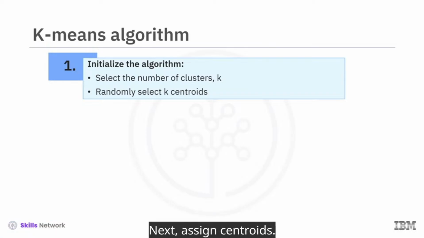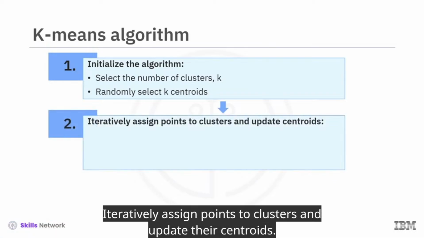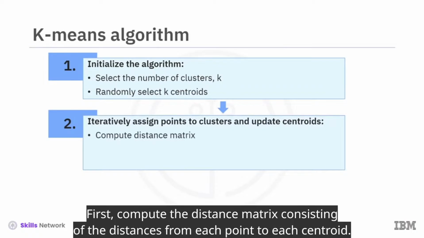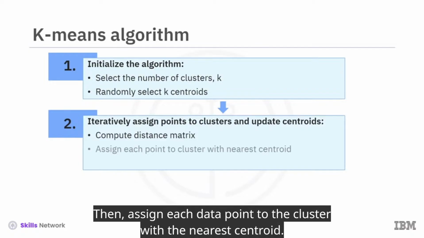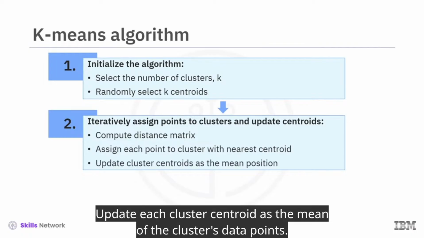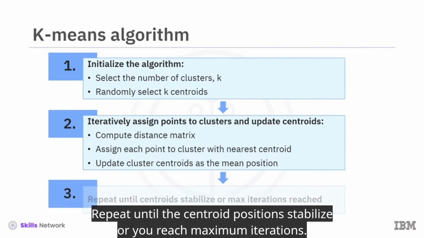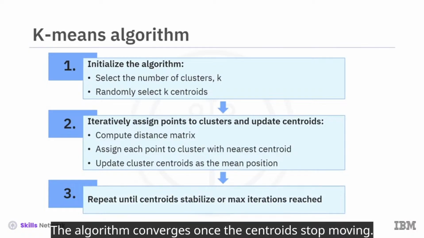Next, assign centroids. Iteratively assign points to clusters and update their centroids. First, compute the distance matrix consisting of the distances from each point to each centroid. Then, assign each data point to the cluster with the nearest centroid. Update each cluster centroid as the mean of the cluster's data points. Repeat until the centroid positions stabilize or you reach maximum iterations. The algorithm converges once the centroids stop moving.